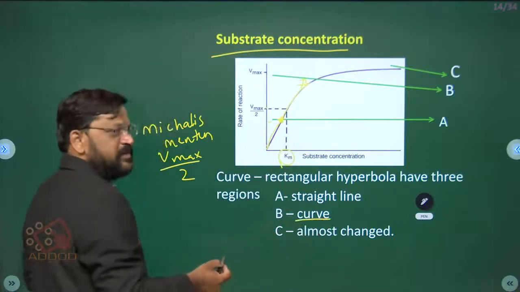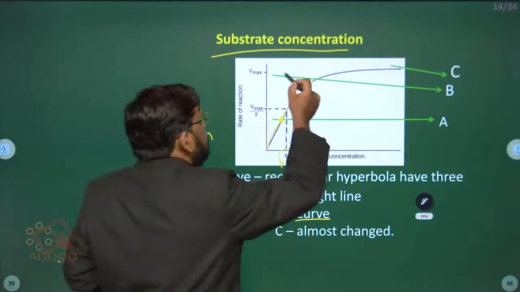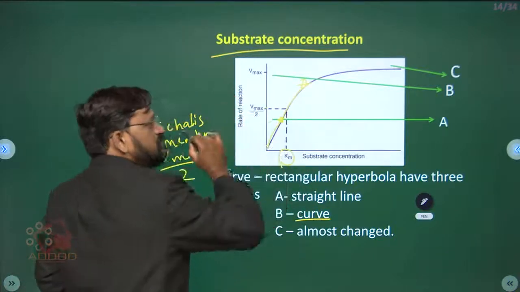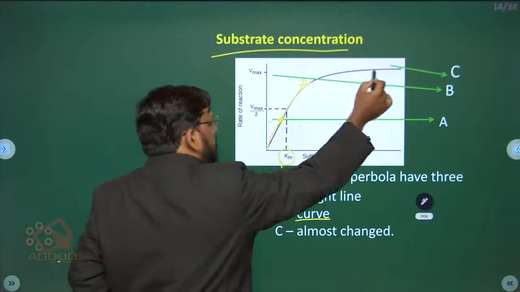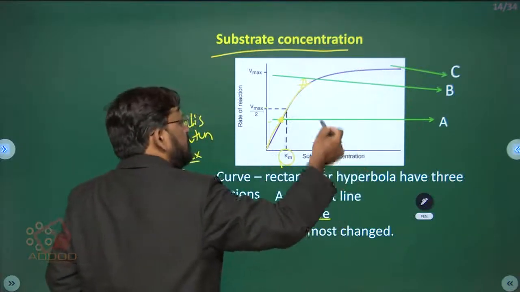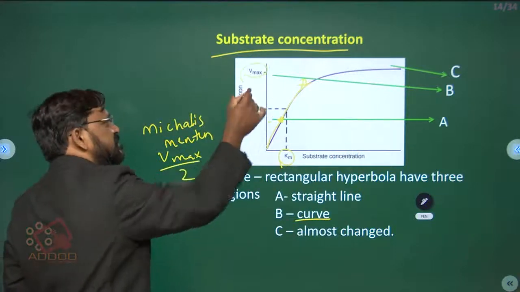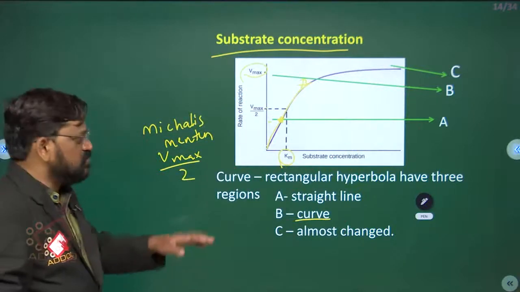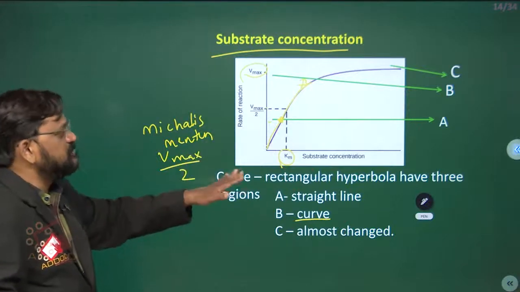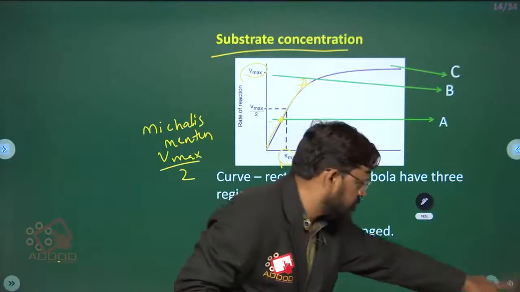If you keep on increasing, almost after reaching the maximum, which we call Vmax, slowly the rate of reaction falls down, because it has reached the maximum, which is said to be Vmax. So with this we can say that even substrate concentration can affect the rate of reaction.